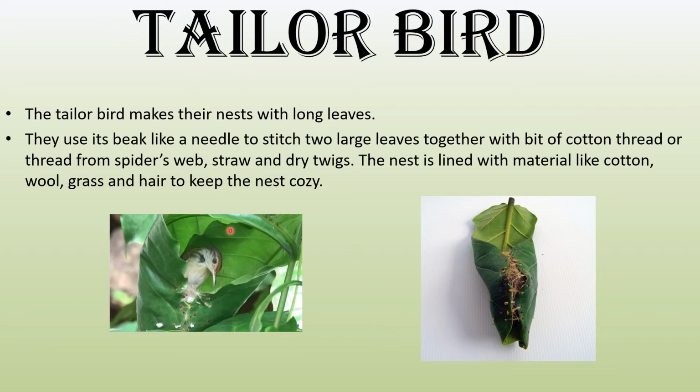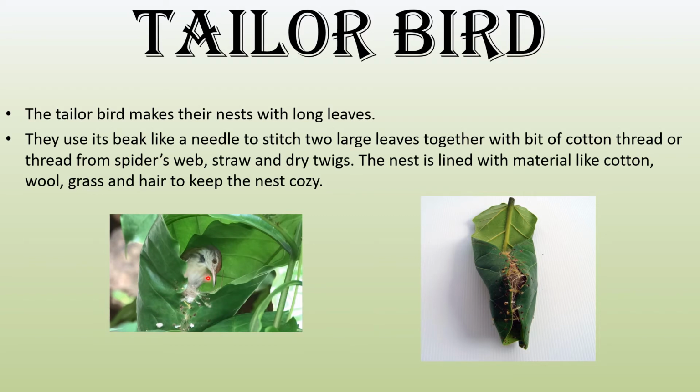So this bird also stitches the nest with its beak. Tailor birds make their nest with long leaves. They will use long leaves like here. Sometimes they will use one or two leaves, sometimes single leaves, but they are very long. And they will use their beak to stitch the large leaves together.